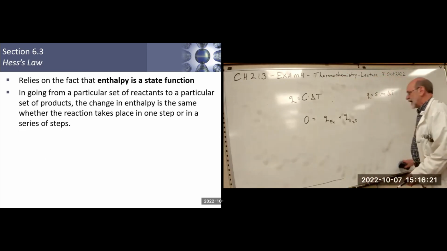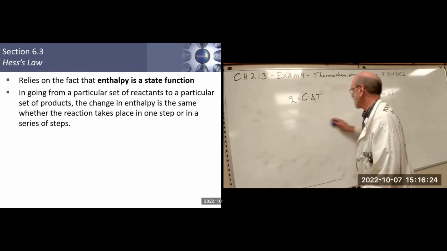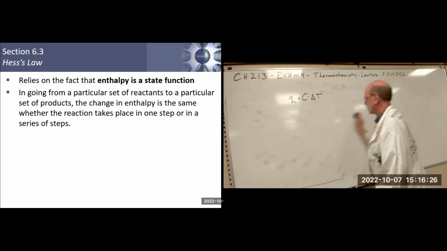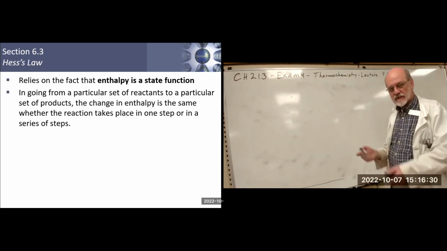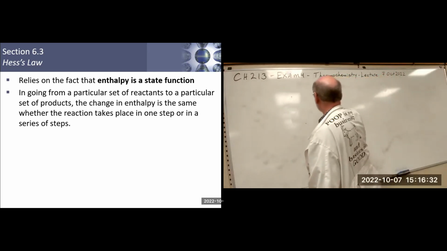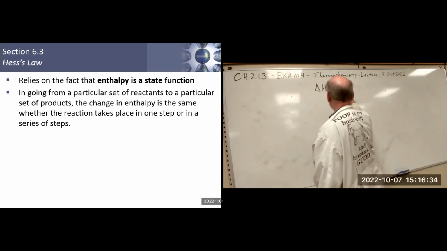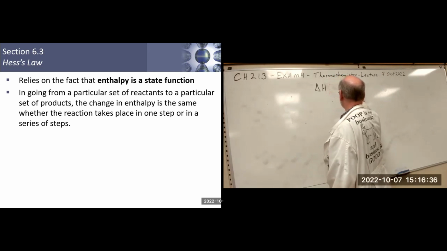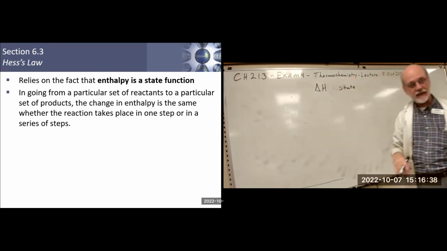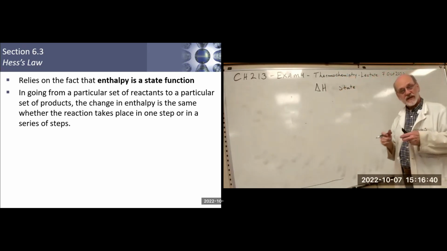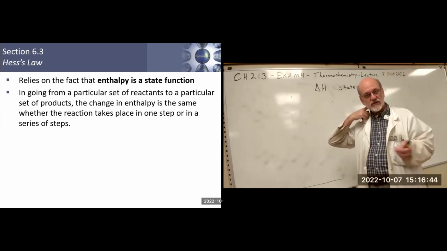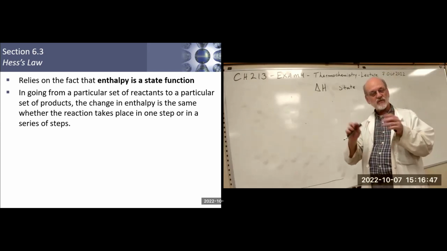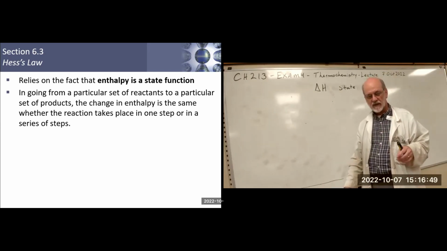Okay, now we're going to take what we know about enthalpy. Delta H is a state function. I said that before, I'll say it again. What that means is, all we need to know is the beginning conditions and the ending conditions. What happens in between doesn't matter.